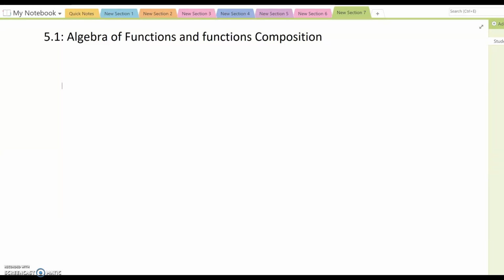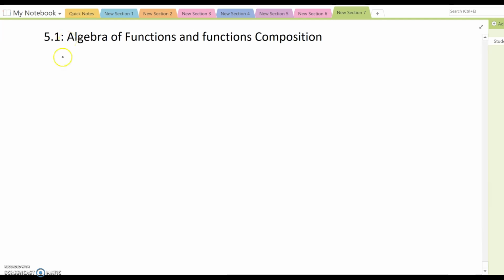Lesson 5.1 Algebra of Functions and Function Composition. In this lesson, we will talk about simple combining functions and also the important part of composite functions. First of all, the regular combining functions.